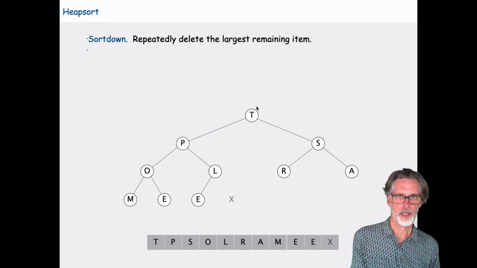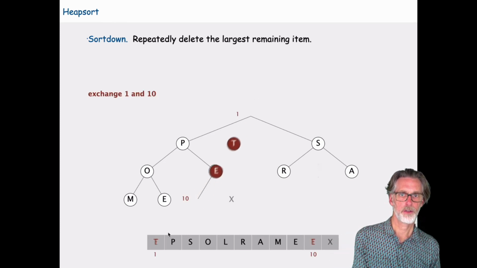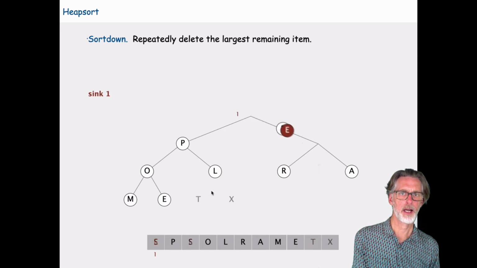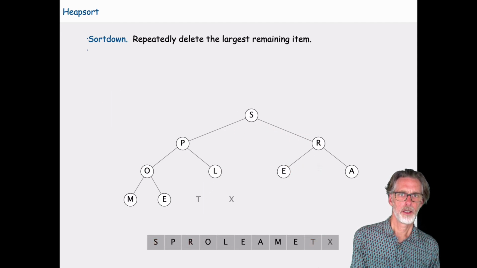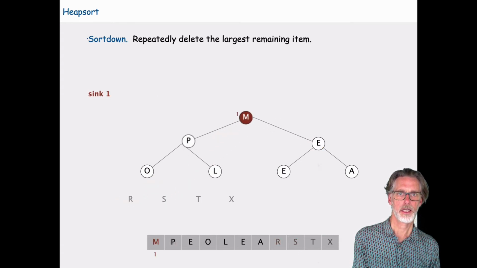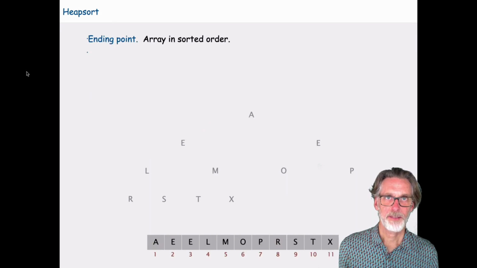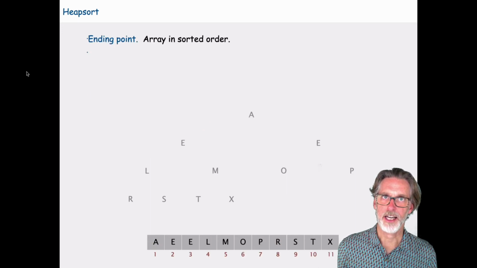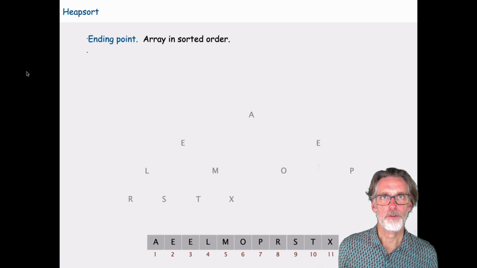Let's take the next element, t, and we'll remove it from the array. And now we have to sink down e. We take the s and sink down e. We take r, sink down m. That simulation is so boring, I just skipped to the end. Let's look at something more fun.